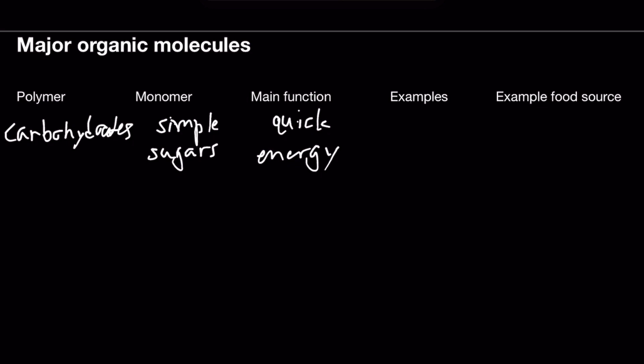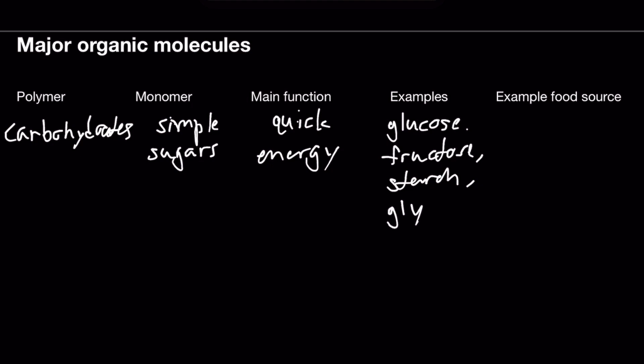Examples of carbohydrate molecules are glucose, which we use for cell respiration, fructose, which we find in lots of fruits, starch, which is in lots of things, and glycerol. Those are all some examples of carbohydrates. And for an example food source with lots of carbs, we could think bread and pasta. Whenever we think of foods with high carbs, we think of bready things, which contain lots of starch, and anything sweet likely has lots of glucose.